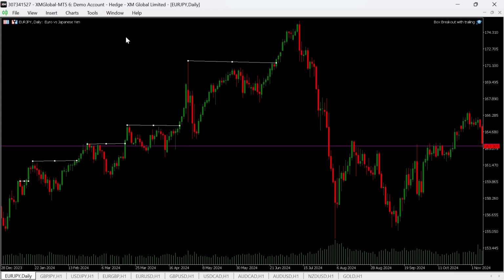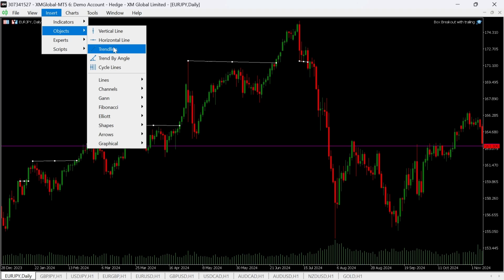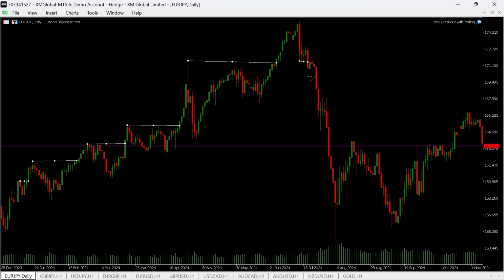And let us mark the break of structure here because this was a low. It was broken down here to form even a lower low here, and then it was also broken down to form this low here.